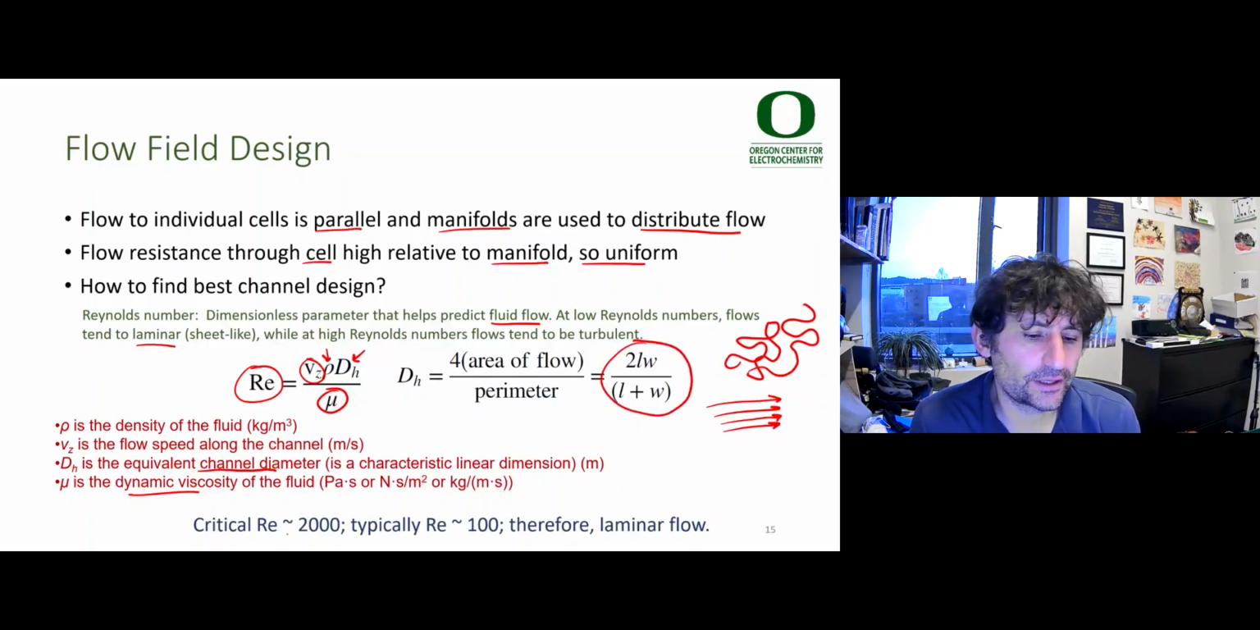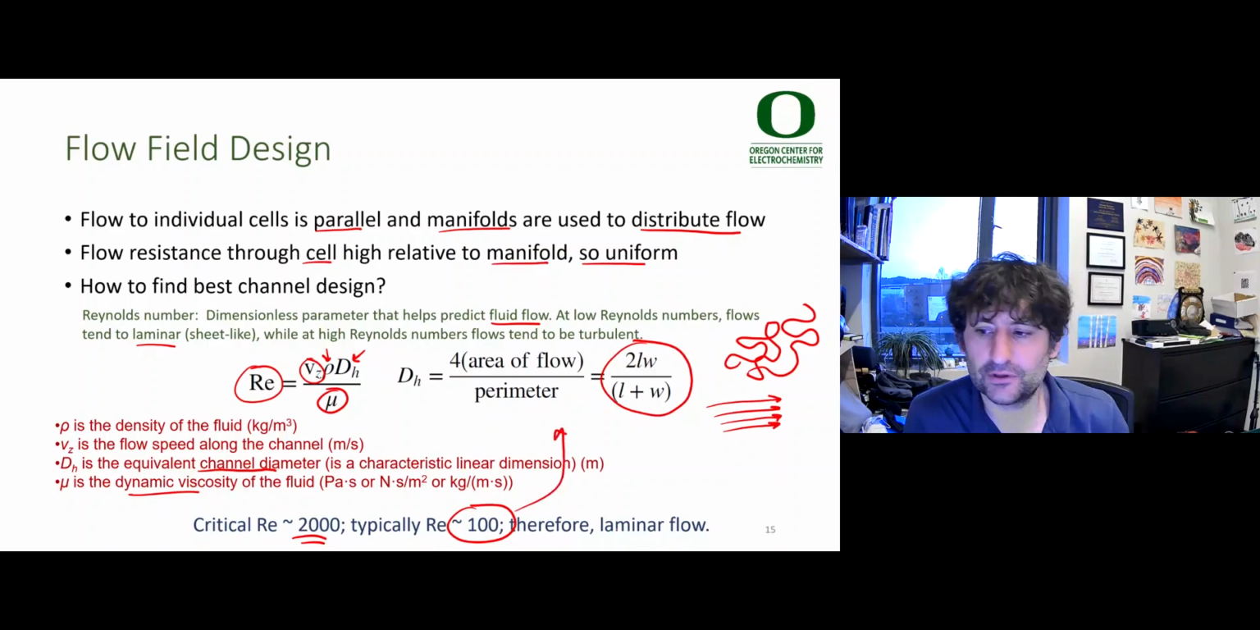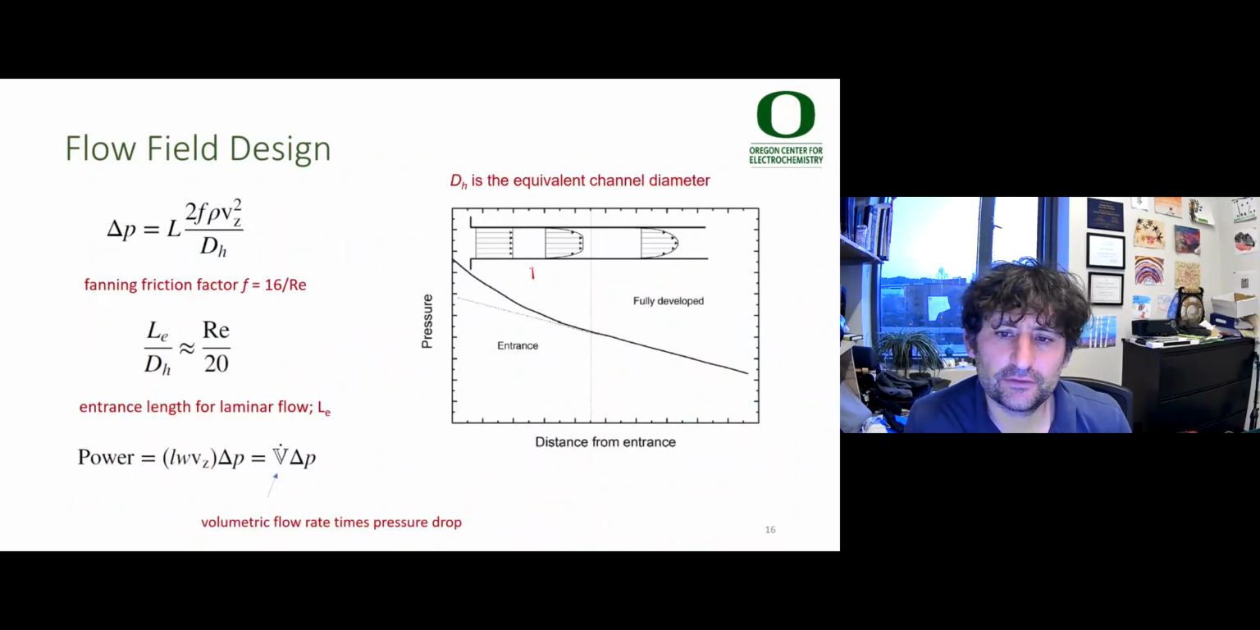The critical Reynolds number for turbulent flow is typically around 2,000, while the Reynolds numbers for these sorts of devices are about 100 for fuel cells. So therefore, we typically have laminar flow. Here's a picture of the laminar flow field in a channel. And what you might see here, for example, is an incoming velocity profile.